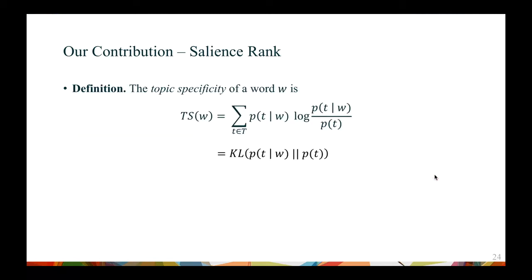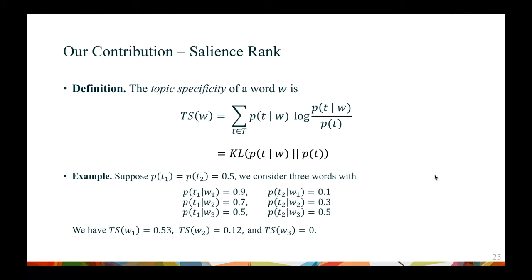Okay, so to get a little bit more quantitative, here is how we define topic specificity. In particular, we define it as the KL divergence between P(T), the probability of topic T, and P(T|W), the probability of topic T given the word W. What does this mean? Intuitively, it matters how likely a word is shared across different topics. If a word is shared a lot across different topics, the topic specificity is very low.